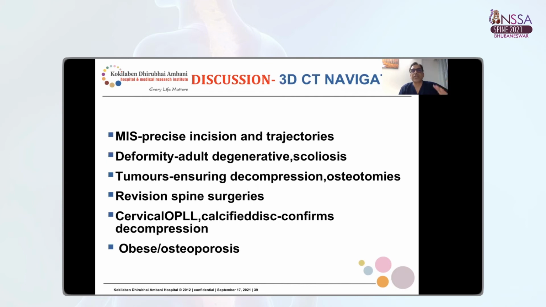All this can be negated with 3D navigation, and it is very good in MIS patients, particularly when you're doing a deformity correction. In tumors, you can also ensure the decompression well, or when you're doing osteotomies, you can do immediate imaging and check it out. Revision spine surgeries, this O-arm is very helpful.